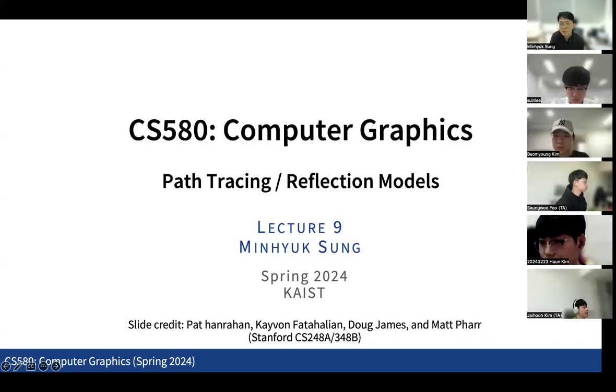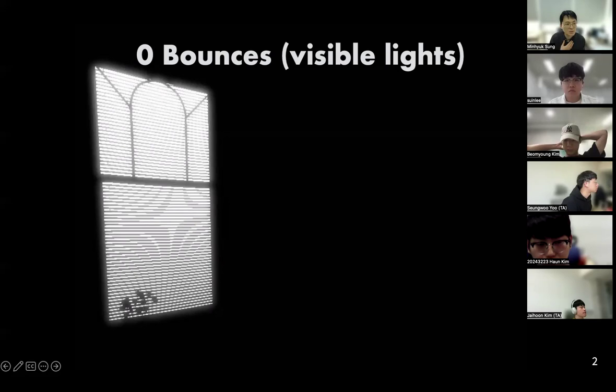Back to CS580 computer graphics. So last time we started to discuss how we can apply the idea of the Monte Carlo estimate in terms of calculating not only the local illumination but also the global illumination. We start to see the effect of the indirect illumination if we accumulate the paths in ray tracing with multiple bounces.